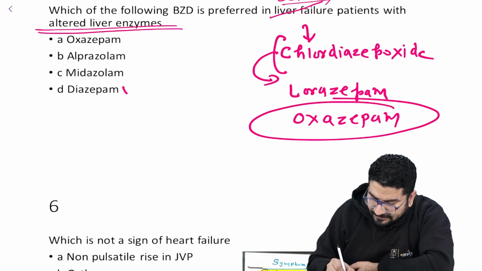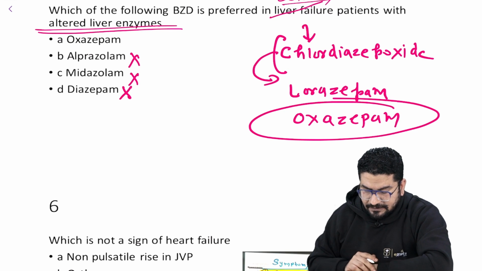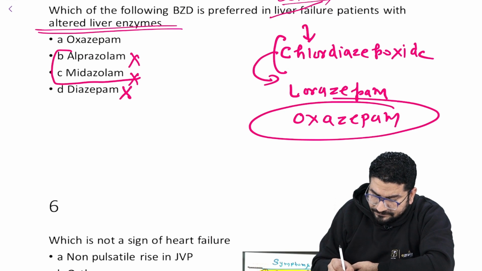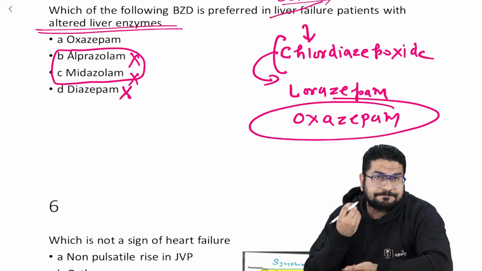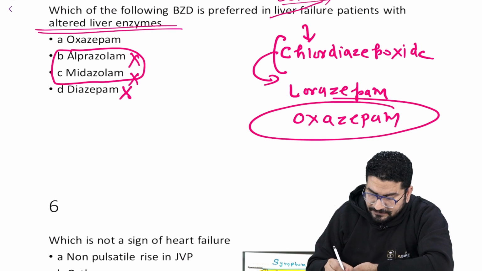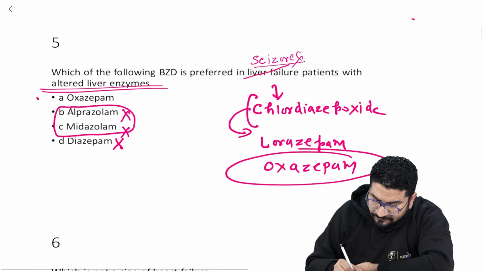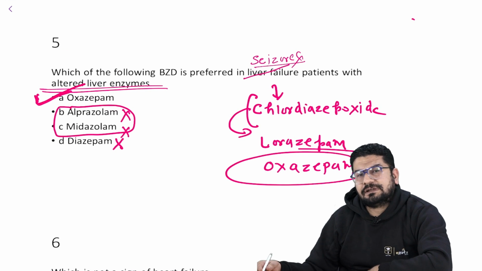So diazepam, midazolam, alprazolam, these are like this. If I say alprazolam, midazolam, these are short acting and they can also cause liver damage. Same with diazepam, this causes liver damage. Oxazepam will not cause it, so that is why we prefer oxazepam in this patient.